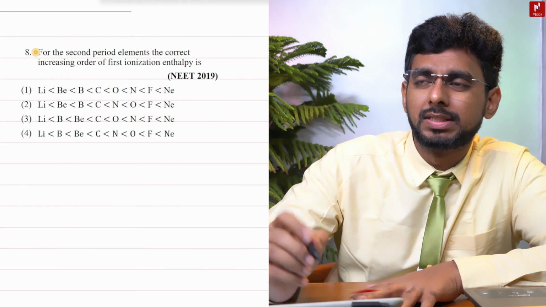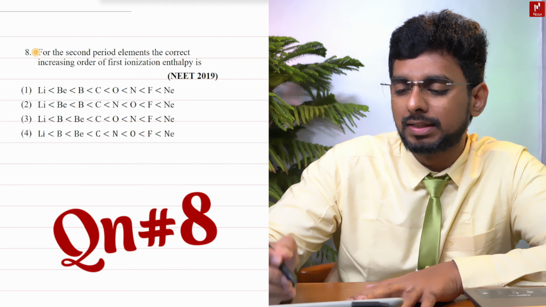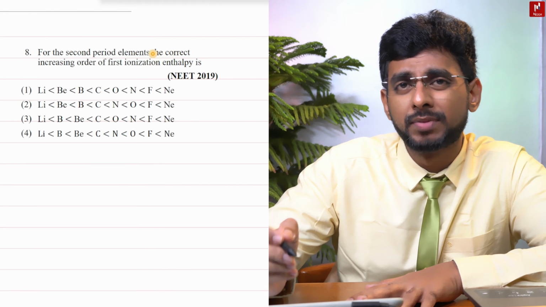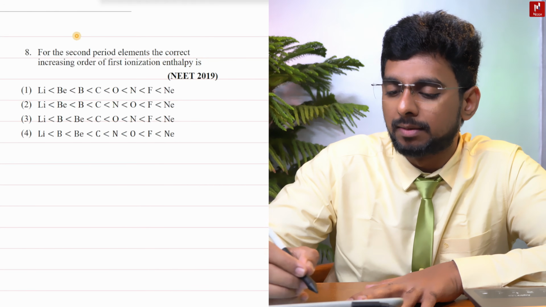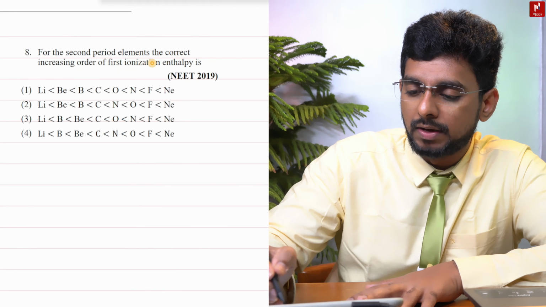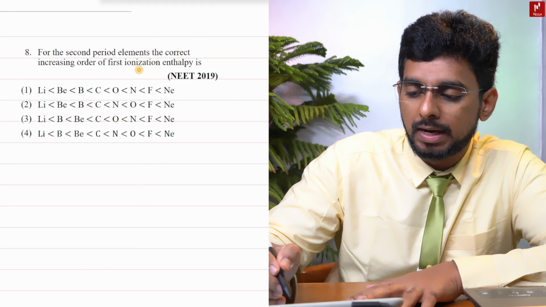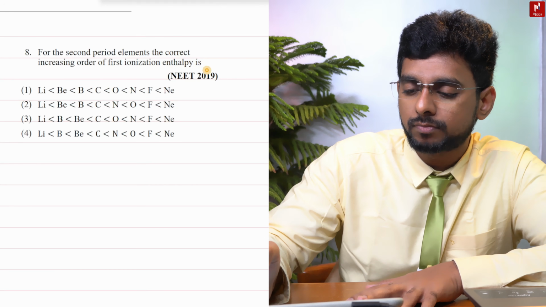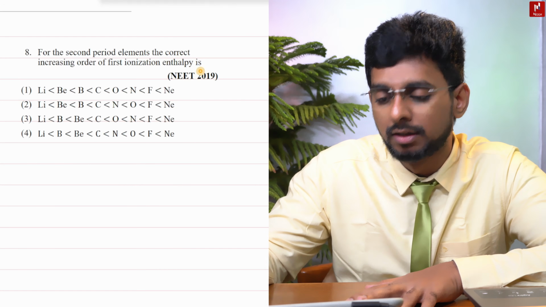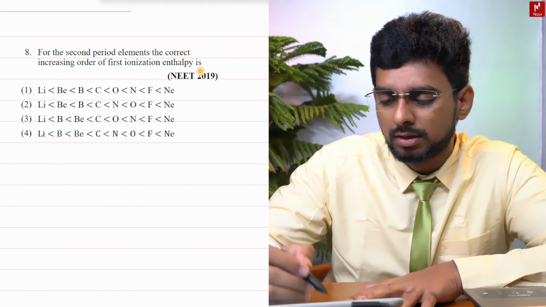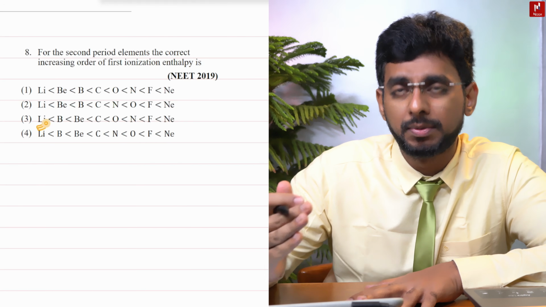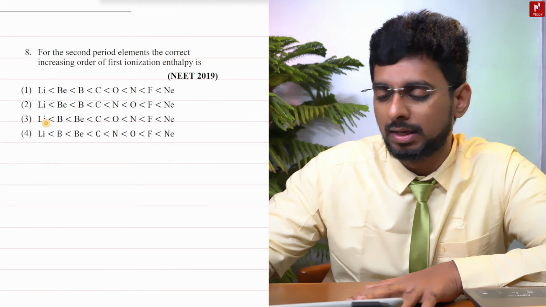This question is going to be the same exact thing that you have already seen in the theory. If you're comfortable with the theory, you should get the answer straight away for this question. The question is based on ionization enthalpy. Let me read the question. For the second period elements, the correct increasing order of first ionization enthalpy is. So here I just need to get the increasing order for the ionization enthalpy for the second period, right? So obviously the first one has to be lithium. I just know it's going to be increasing order. So across the period, it's going to increase.